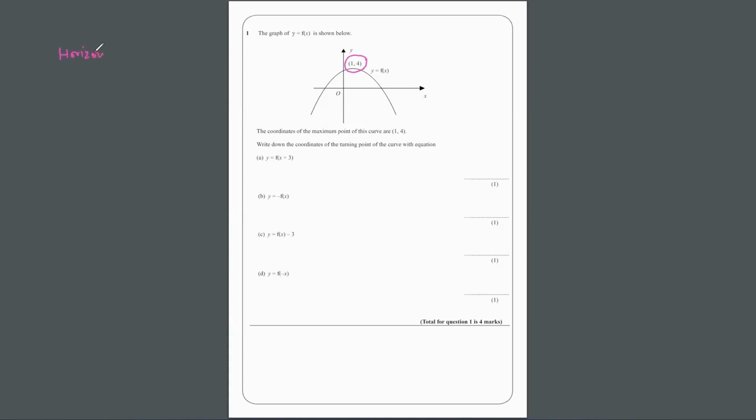So horizontal translation. If y is f of x plus a, or y is f of x minus a, where a is a constant, then if it's plus a, that means you are subtracting a from x. And if it's minus a, that means you're adding a to x.